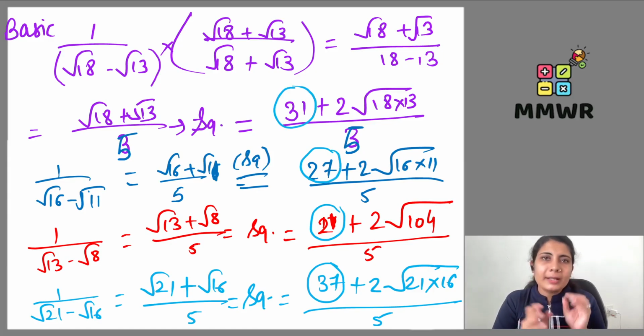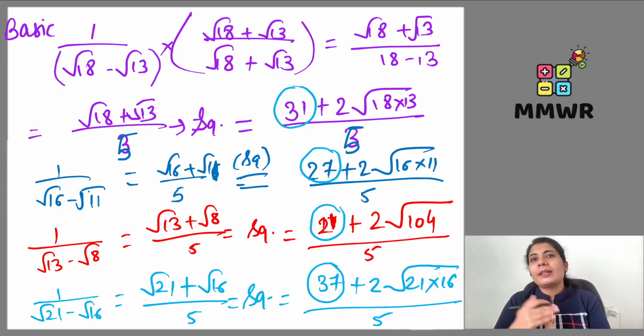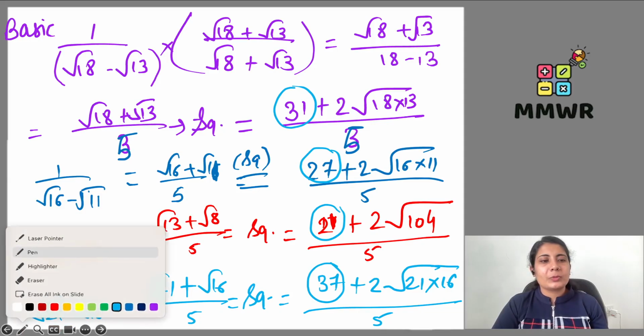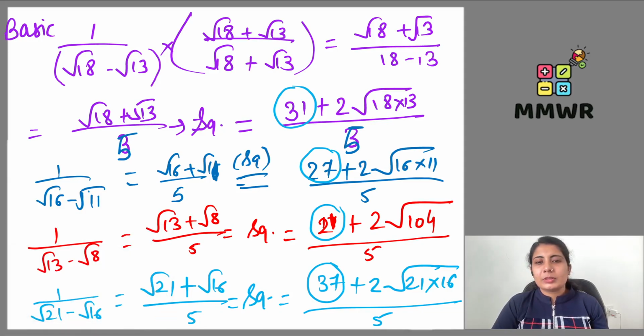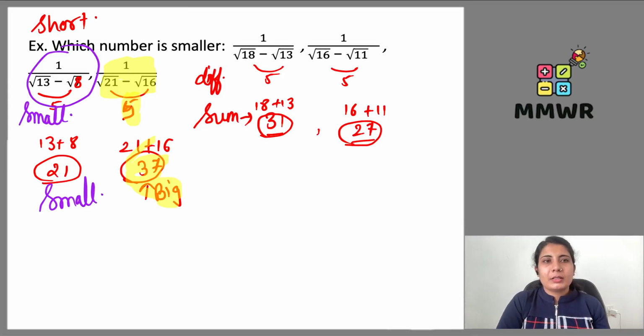Whatever we are adding, it is of course going to increase the number. So 31, 27, 21, 37, in all of them something is being added on, right? So that is why 37 is going to be the big one. This is the big one. So the bigger fraction is the one with 37.